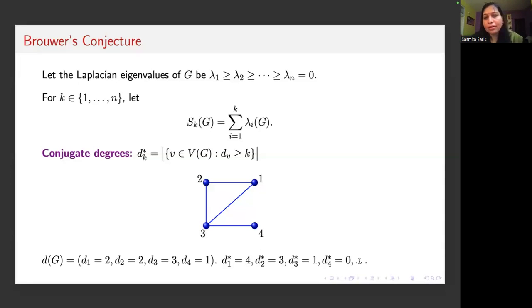So if I take all these numbers, this is called the conjugate degree sequence. And this is called the degree sequence. Okay.